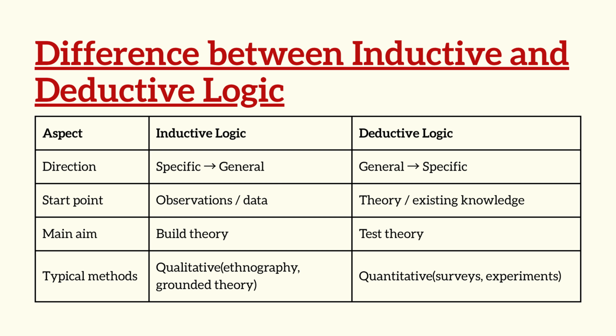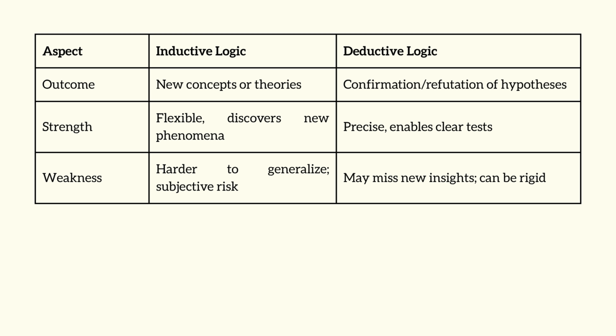subjective interpretations. On the other hand, deductive logic follows a theory driven approach, starting from a general theory or established knowledge and moving towards specific hypotheses that are then tested empirically. This method seeks to confirm or refute theoretical predictions using structured data collection and statistical analysis, commonly in quantitative research. Deduction offers precision and clarity in testing hypotheses, but may be rigid and overlook novel or unanticipated insights since it is bound by existing theories.